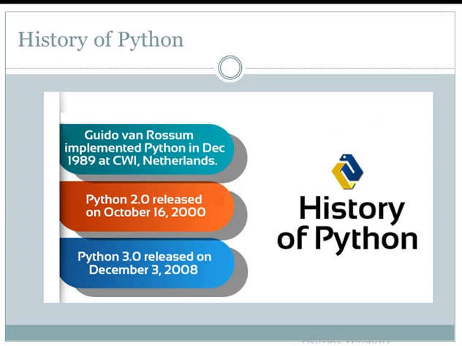Then we move on to the history of Python. Python was conceived in the late 1980s and was named after the BBC TV show Monty Python's Flying Circus. Guido van Rossum started implementing Python at CWI in the Netherlands in December of 1989. This was a successor to the ABC programming language, which was capable of exception handling and interfacing with the Amoeba operating system. On October 16 of 2000, Python 2.0 was released with many new features. Then Python 3.0 was released on December 3, 2008.